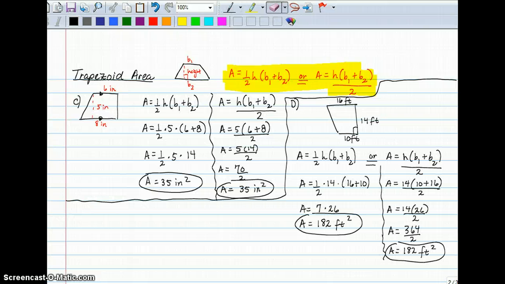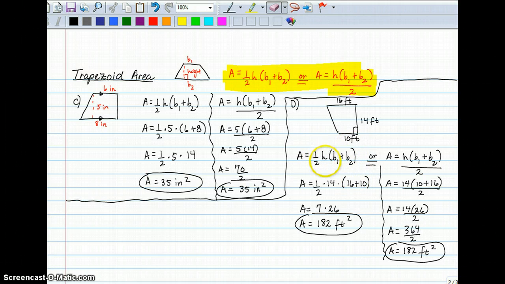All right, for this trapezoid, they don't tell you which one's base 1 and which one's base 2. So you could choose either one. So I did it both ways. So for this one, the first one I chose B sub 1, base 1 is 16. I chose B sub 2, the base 2 is 10.